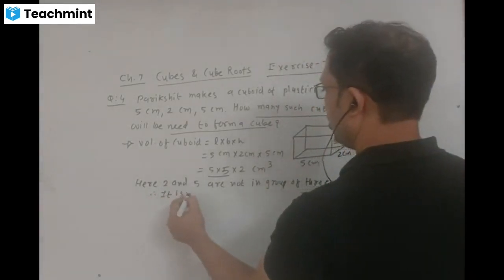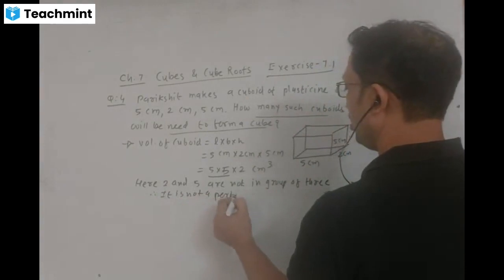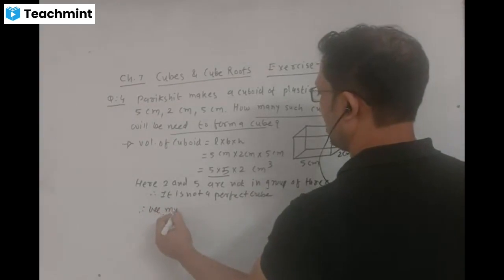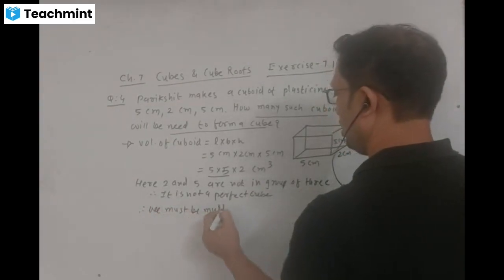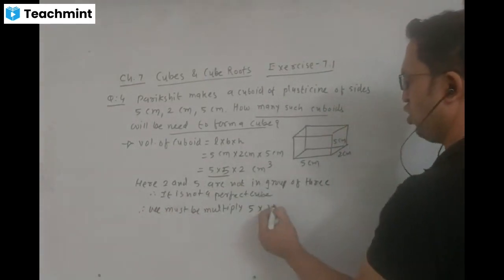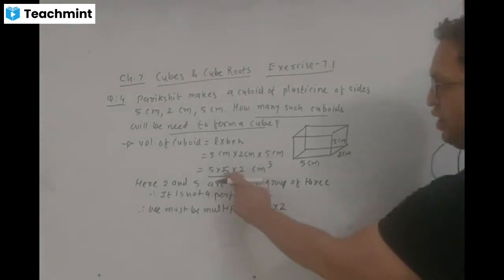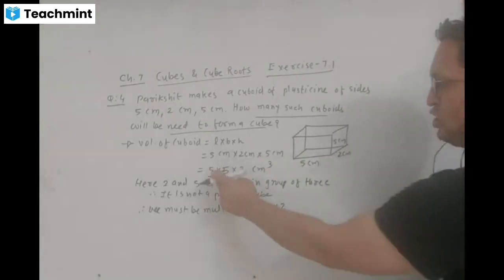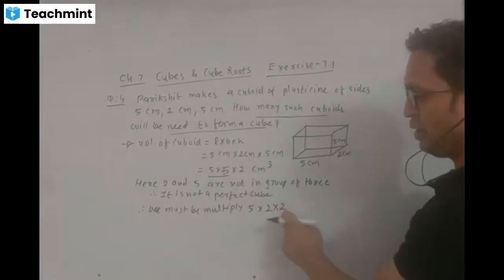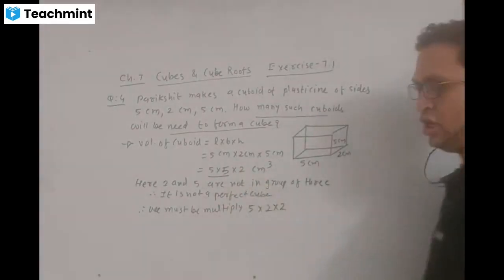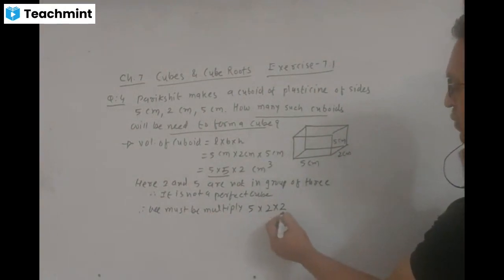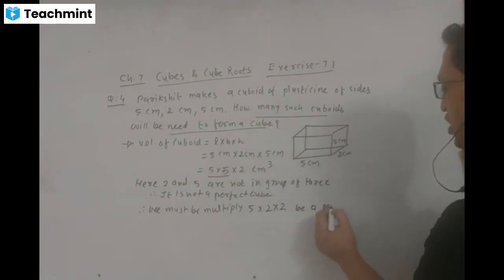It is not a perfect cube. Therefore, we must multiply. 5 appears 2 times, then we multiply 5 one time, that is 2 plus 1, 3 times. 2 is only 1 time, so we multiply 2 one more time, 2 into 2. Then 2 is a group of 3. Then we must multiply 5 and 2 to make it a perfect cube.